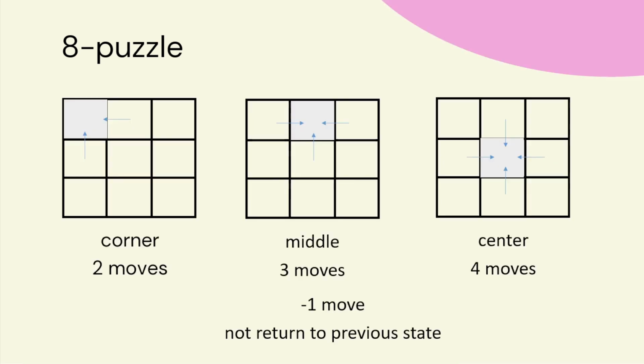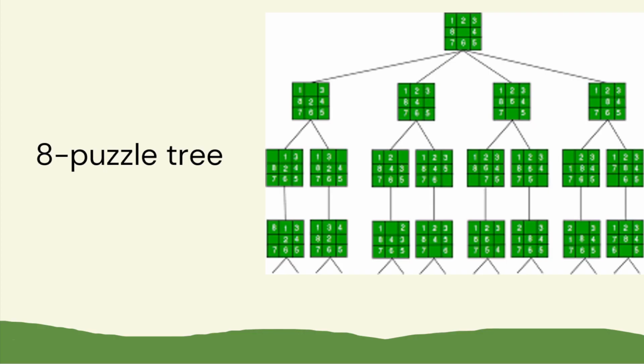Well, if we look at the space, if it's in a corner, then there's 2 possible moves. On the edge, 3 moves. In the centre, 4 moves. Now if we don't move back to the previous state, we've actually got 1, 2 and 3 moves as possibilities. Again, we can use a tree to model this. So we can again use a model and an approach to an algorithm to solve this puzzle.